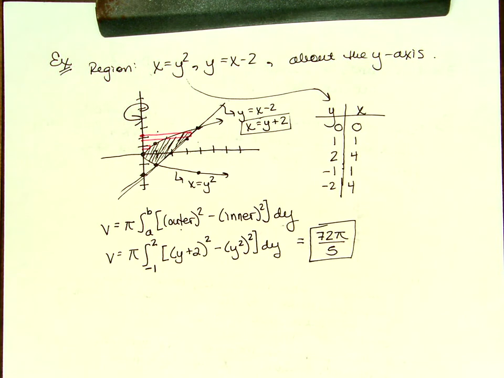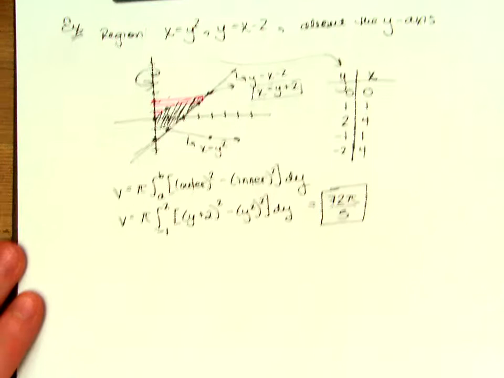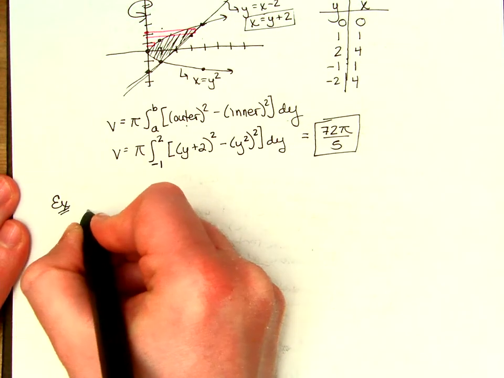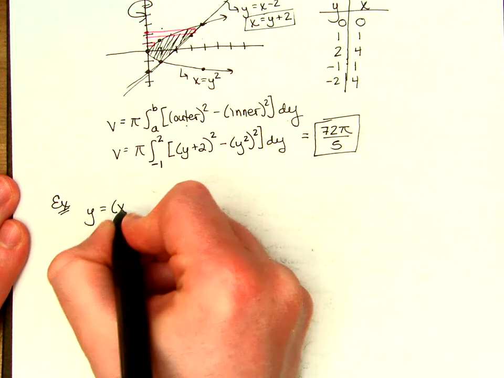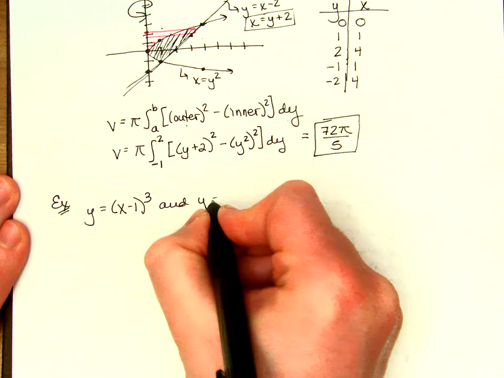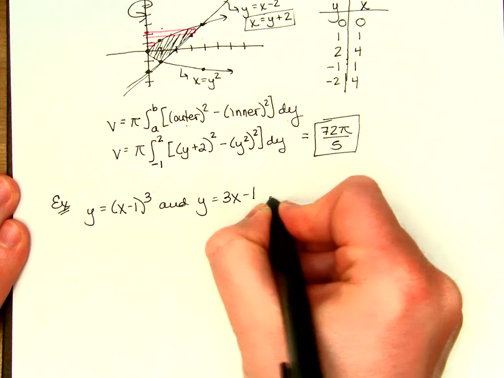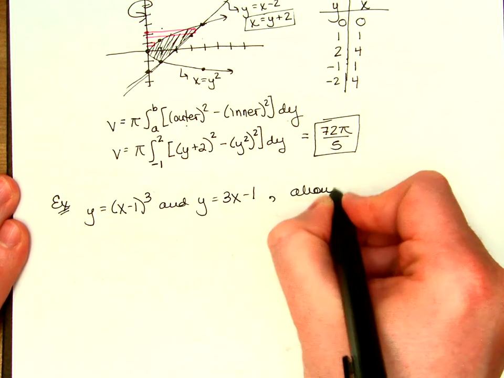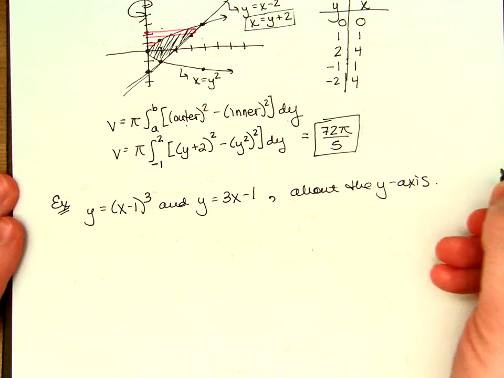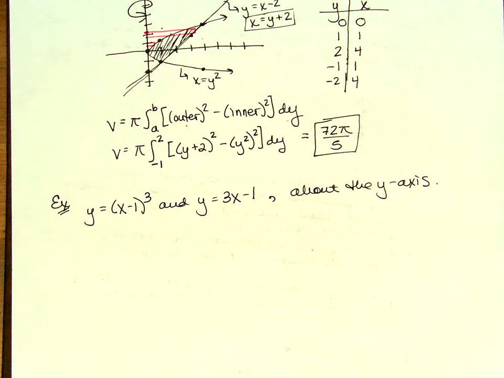One more example. I would like to deal with the region bound by y equals x minus 1 cubed and y equals 3x minus 1. And we're going to spin this about the y-axis. You should probably be able to plot that by hand, but whatever. If you just go to the calculator, that's fine.